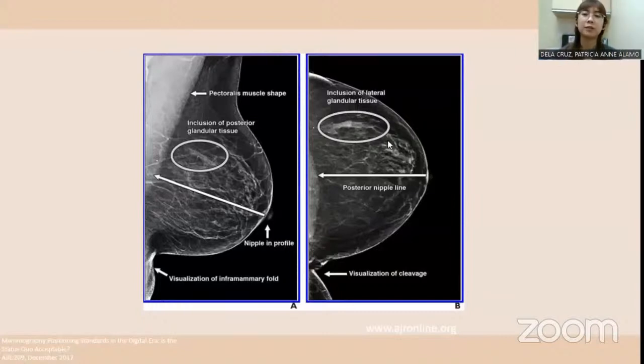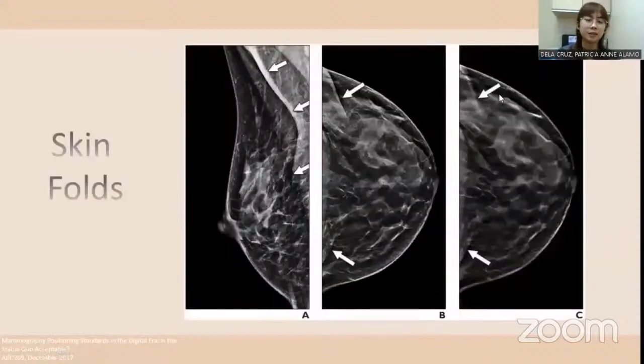So in your craniocaudal view, you can see the lateral glandular tissue, the breast, and your nipple is also in profile, which is good. Then you can see the pectoralis muscle here. That means you got the posterior part of the breast. Here you can also see the cleavage of the patient, which means we got the medial part of the breast. One of the artifacts that we can see in mammography is the skin folds.